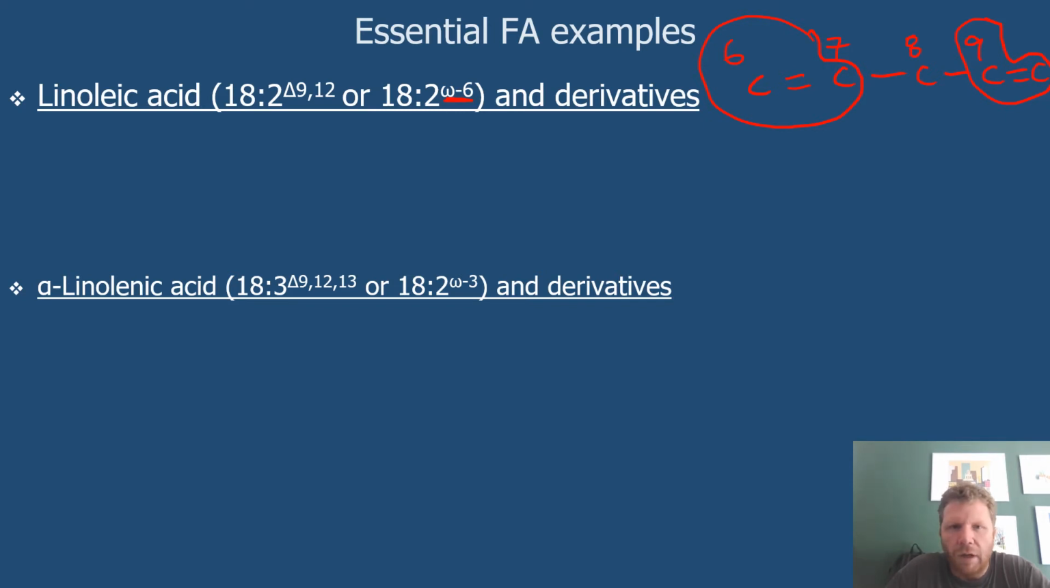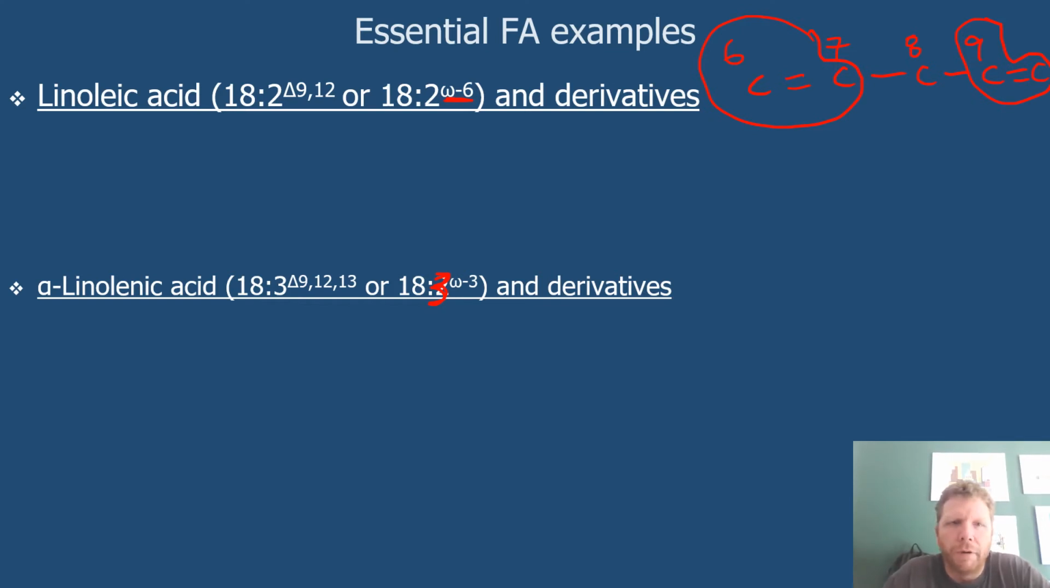So same thing down here, and this is actually a typo. This should be a 3 here. Sorry about that. 18:3 omega-3. That means the first double bond is at carbon number 3 to 4. Single, single, double bond, single, single, double bond. So that's what that effectively looks like. You could make the case that the delta numbering scheme is much more detailed and much more explicit because it tells you exactly where all the double bonds are.